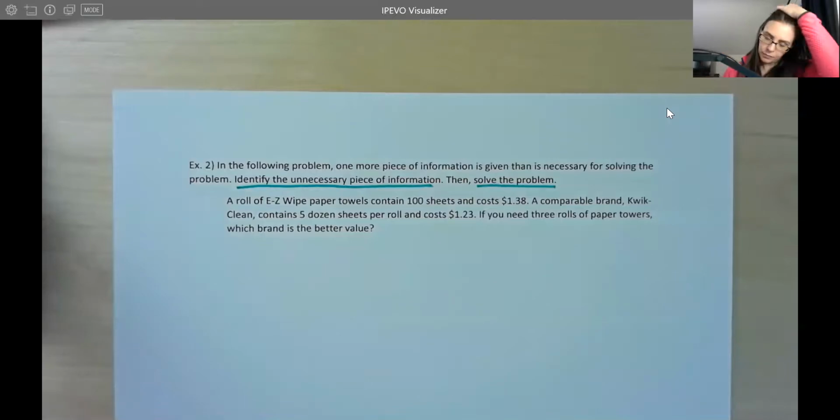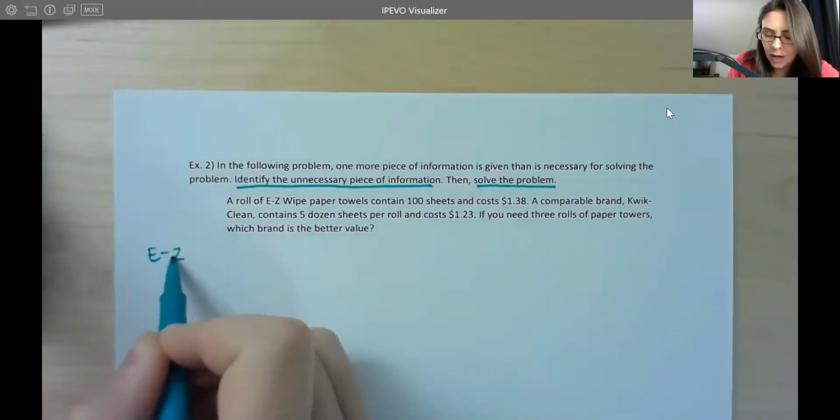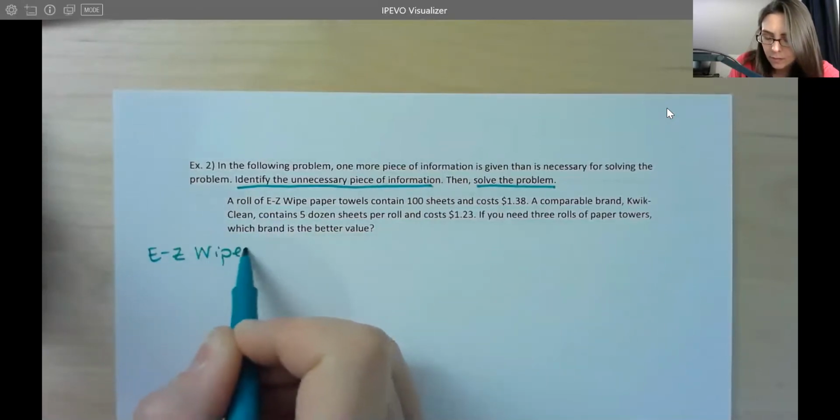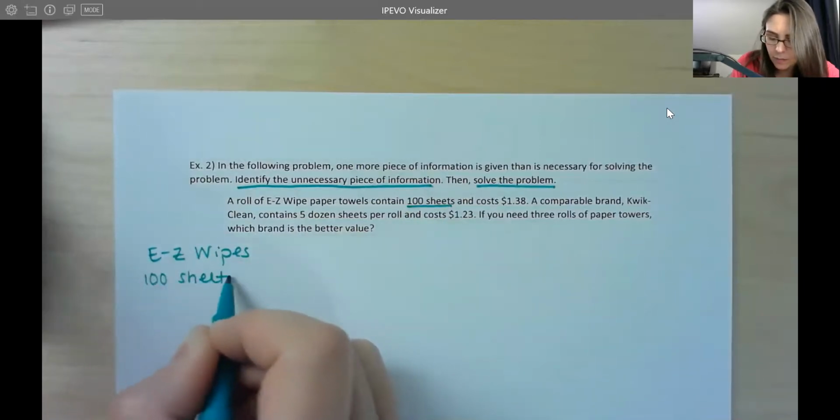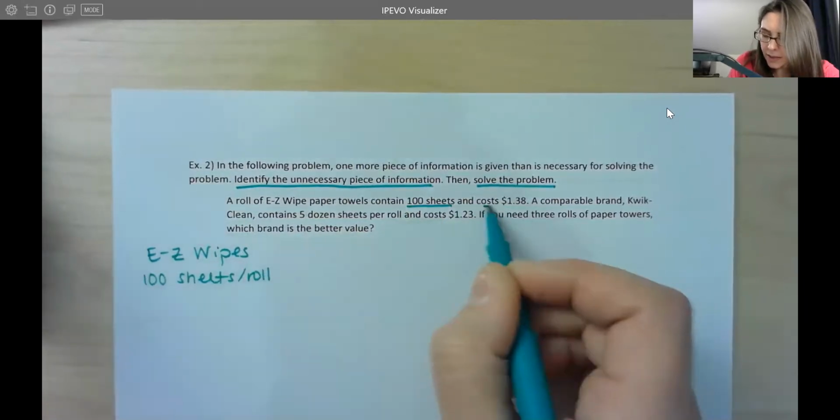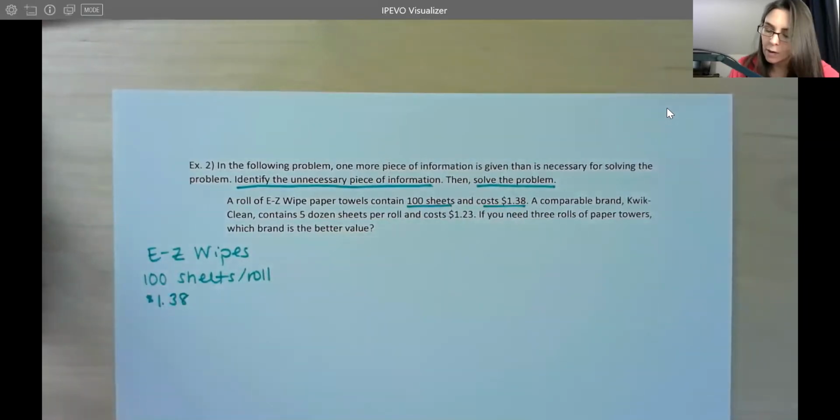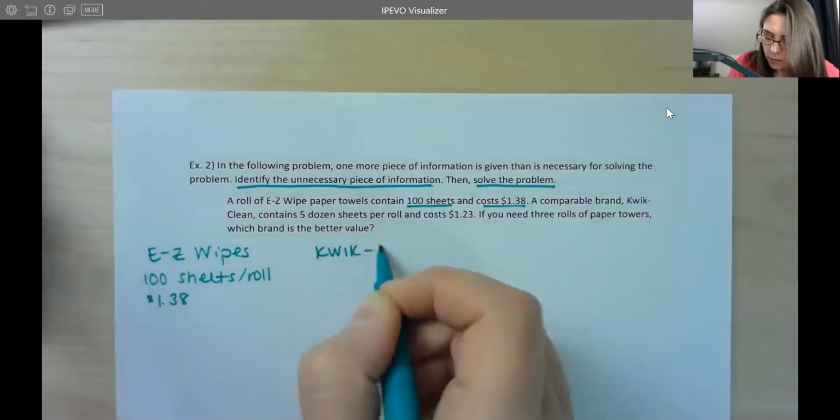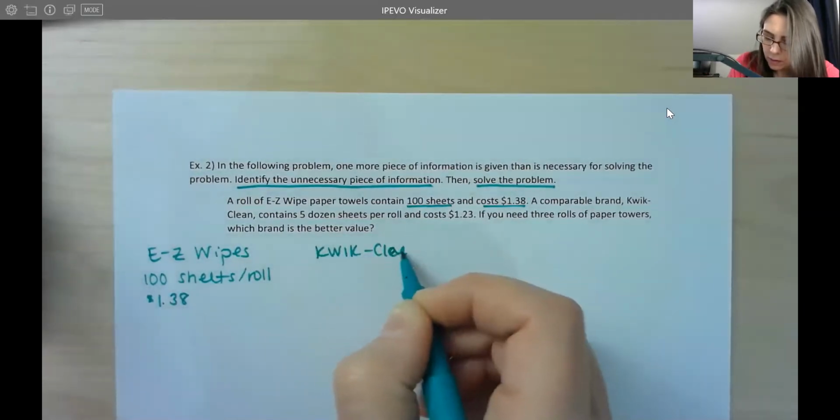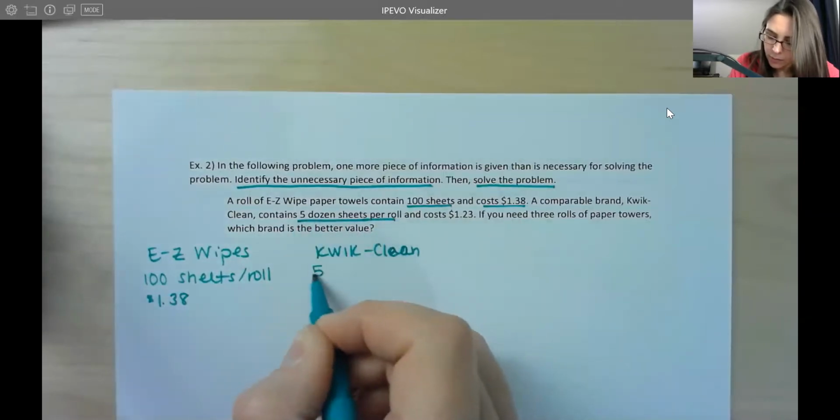So a roll of Easy White paper towels contains 100 sheets. So, I'm going to make a little list here of Easy Wipes. And I see 100 sheets per roll. And I see that it costs $1.38. Another brand, Quick Clean, so Quick Clean, contains 5 dozen sheets per roll.